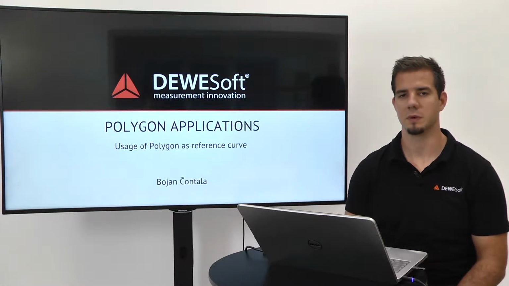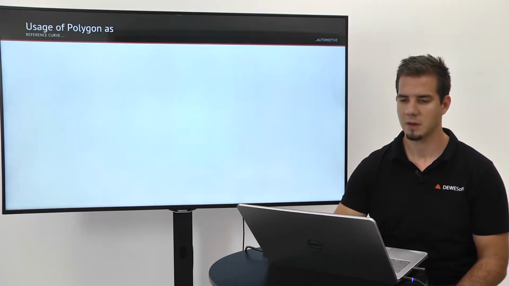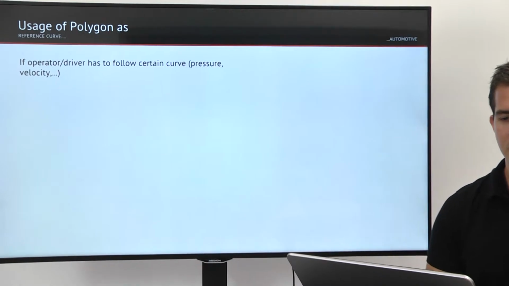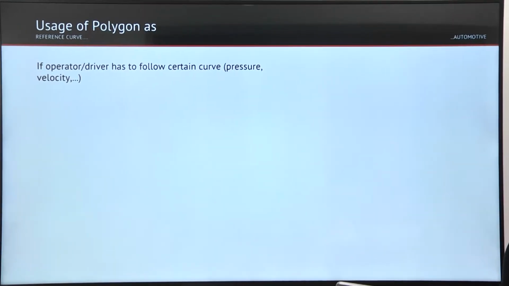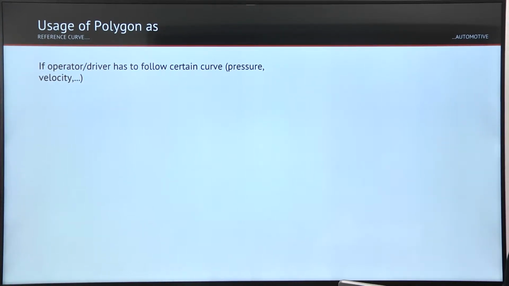Polygon is not only used for distance measurement, but can also be used as a reference curve measurement. So how to show the future inside Dewesoft? If an operator or driver wants to see a certain curve and wants to follow it, either a pressure curve or a velocity curve, how to do it in Dewesoft?